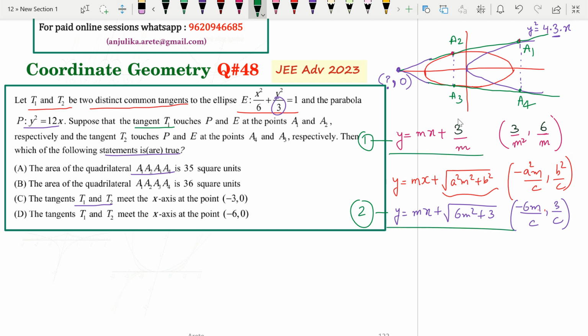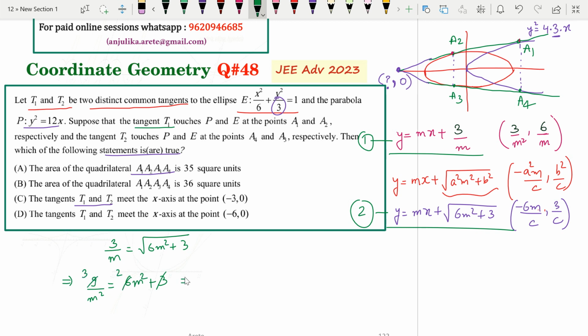Okay, you see that only the c part we need to equate. The rest of it is the same. So 3 upon m is the same as under root 6m square over 2. Okay, so 9 upon m square is equal to, can cancel out, 2 and this is 3.